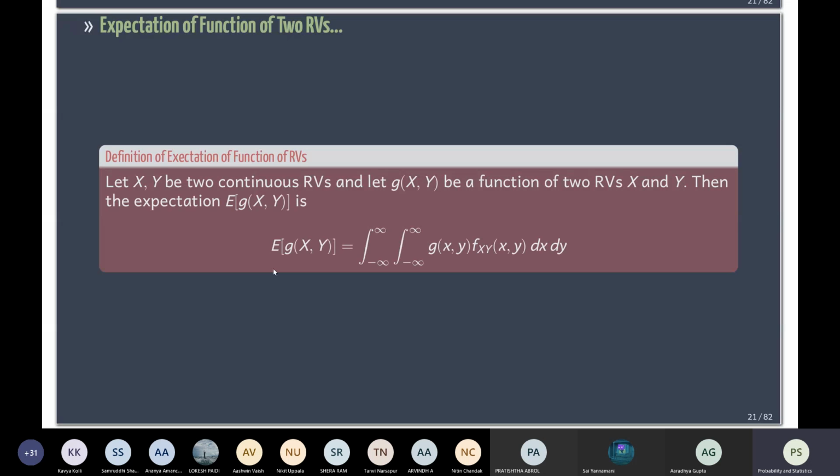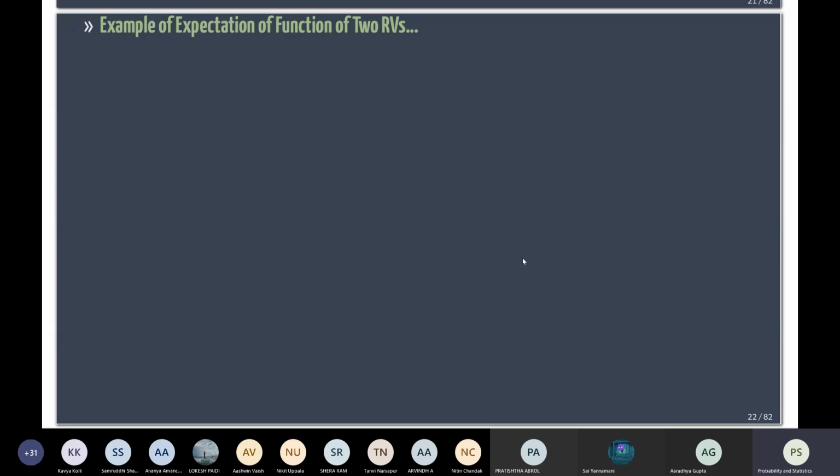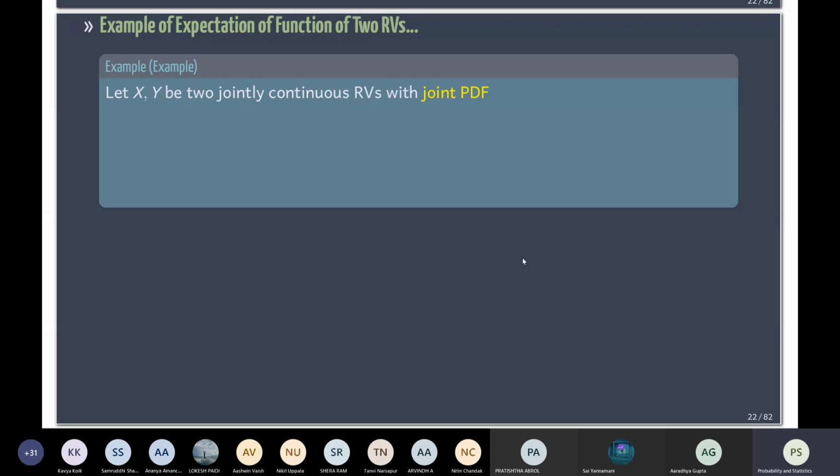Just like before, we can also have expectation of a function of two random variables in the continuous case. So in this case, it's again a straightforward extension. So just put g(x,y) and then the joint PDF of x and y. Let us see an example of expectation of a function of random variables.